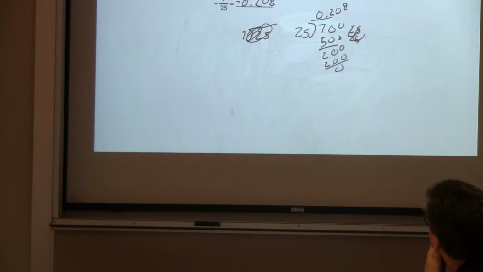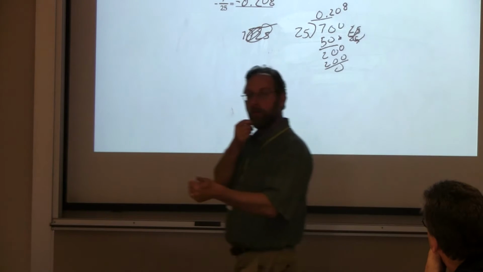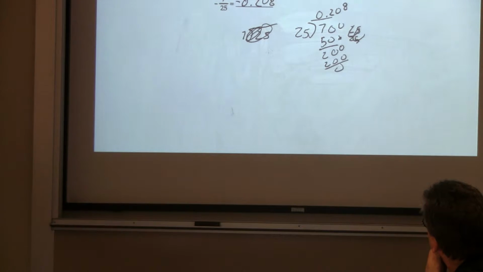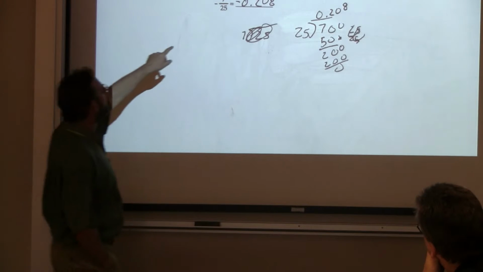I mean, does a student have strengths? What strengths can we build on? What are the student's main weaknesses? Now remember, 7 divided by 25.